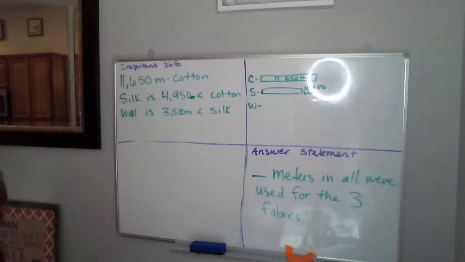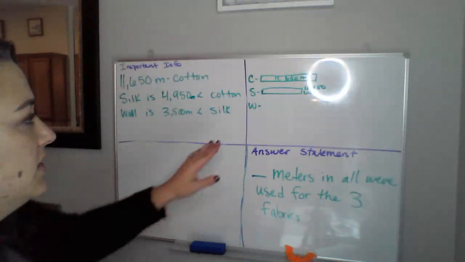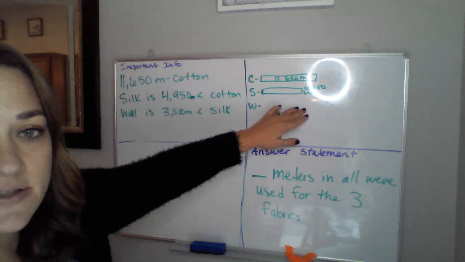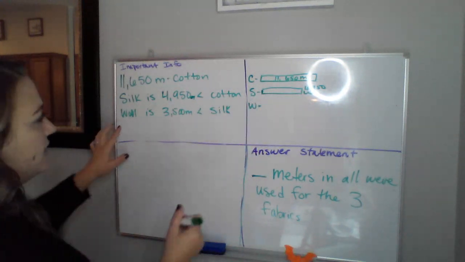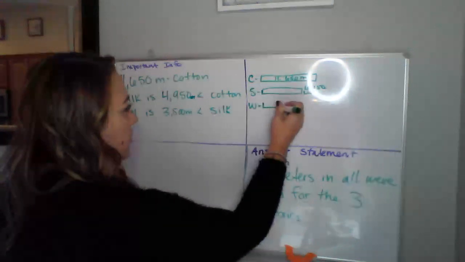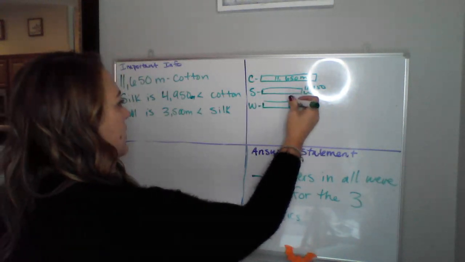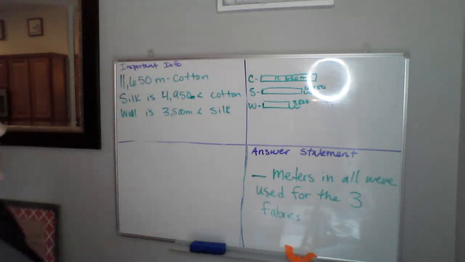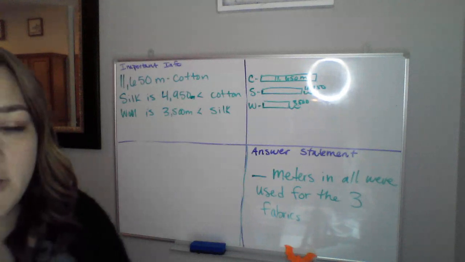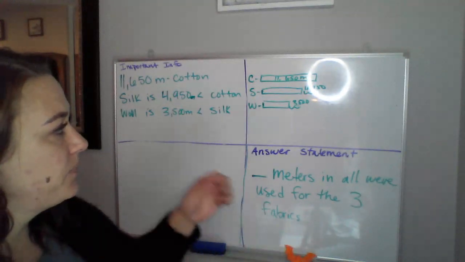And then for our wool, sorry, that light's kind of right on there. This says 4,950. That's our silk difference than the cotton. And then our wool we know is less than silk, and it is 3,500 less than. Okay, so we're going to have to do a few different things for us to find out how many meters of fabric we used in all.